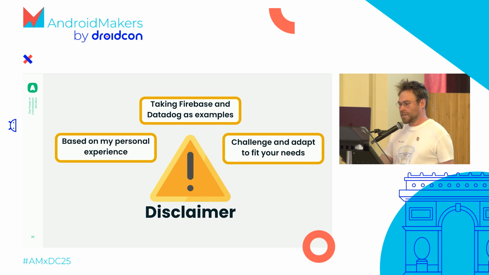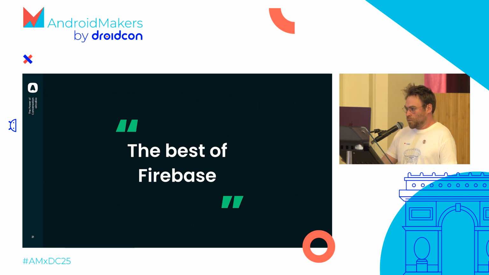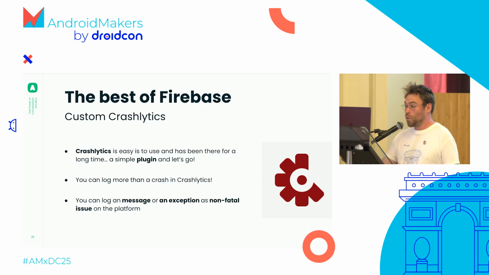So yeah, adapt. Okay, first thing I want to talk about is the best gem of Firebase. You all know Crashlytics, hopefully. It allows you to have some crash monitoring, ANR and stuff like that. We have been using Crashlytics for more than a decade now. It's very easy to use, simple plugin, and you're good to go. But you can do more than just logging a crash. For example, you can log some warning message or an exception that is not throwing a crash in your application, all of that as a non-fatal issue on the Crashlytics platform.